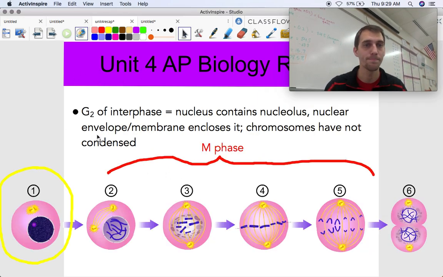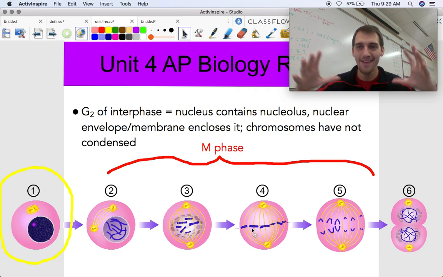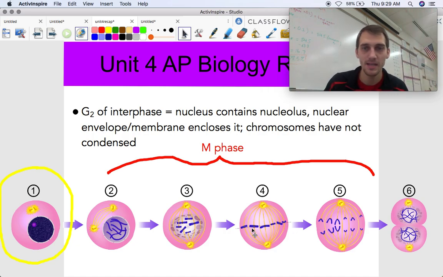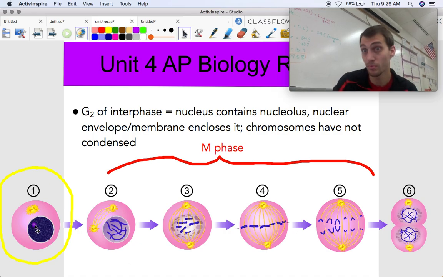Okay, so now we're going to talk about the phases of mitosis, right? The first one that I have on this diagram is not a phase of mitosis. Why? We're in G2 of interphase. It is still interphase. And here's what's happening. I don't like having the pictures go off of my little page here, but whatever. So the nucleus contains the nucleolus, which is the little nucleus. That's literally what it's named. That's how you can tell that it is not in mitosis yet. The nuclear envelope, or the membrane, is enclosing the nucleus. It is fully intact, and chromosomes have not condensed.